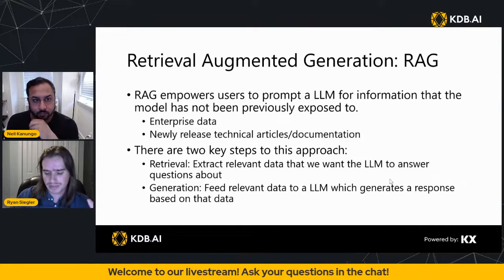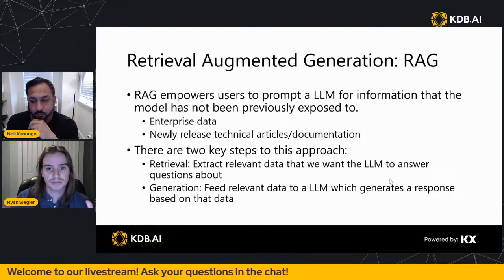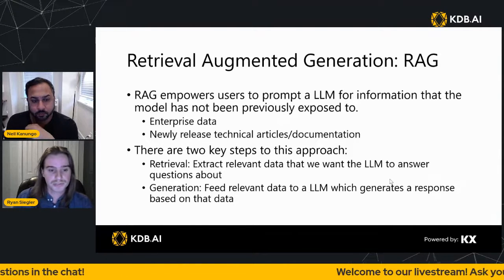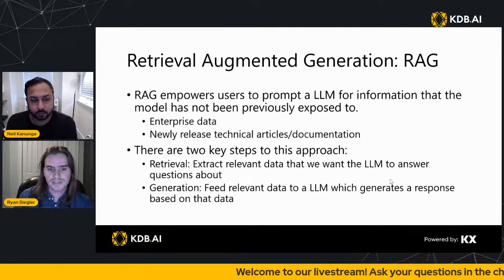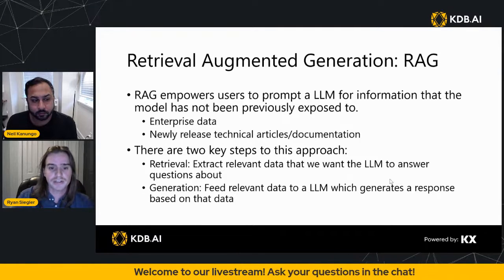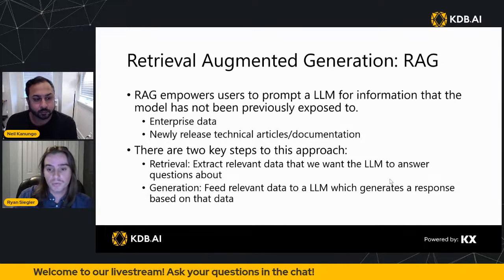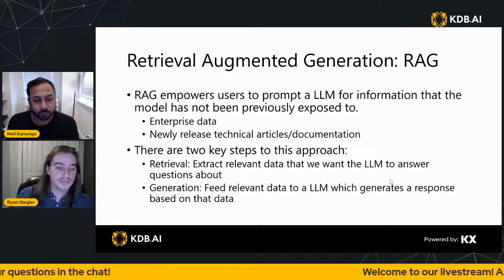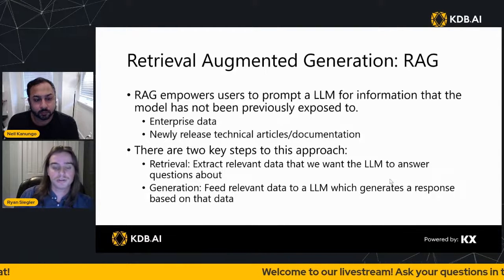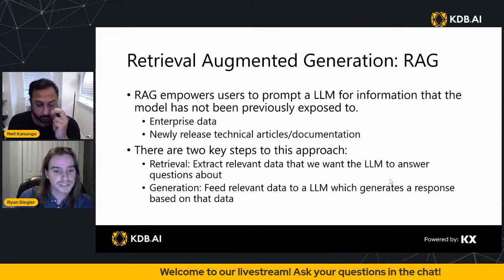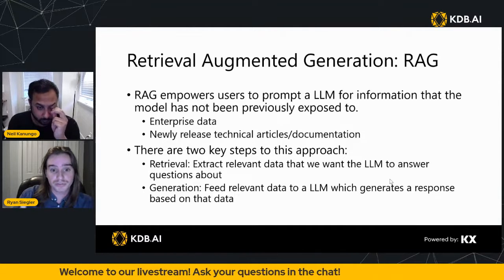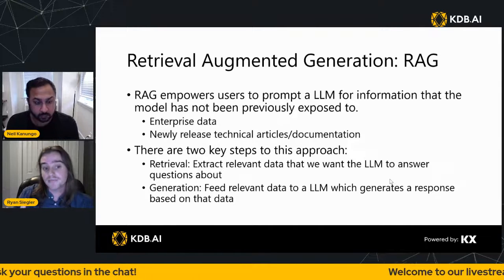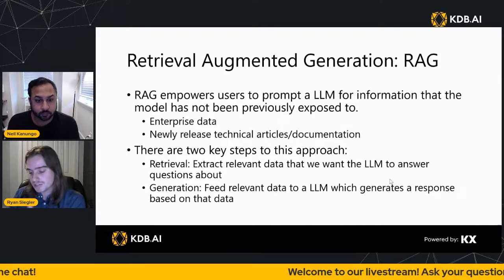So when we look at how we would set up the RAG approach, there's really two steps in this. And the first one is retrieval. And what that means is we are extracting the relevant data that we want the LLM to answer questions about. So our private data, recent news articles, whatever it may be, whatever we want to create an application to answer questions about, we would retrieve those relevant documents, those relevant chunks of data, and then feed that into the second step, which is the generation step.